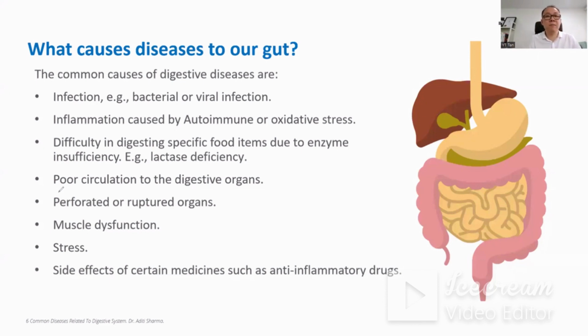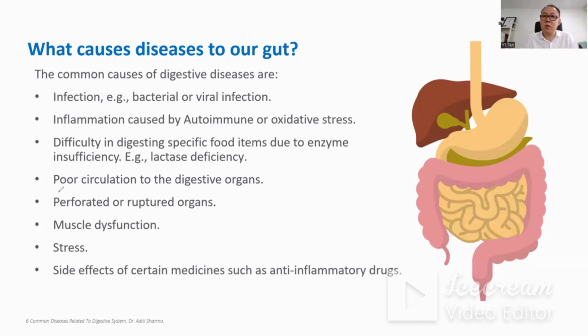But if you have something like leaky gut, okay, later I'll talk about leaky gut. With leaky gut, the virus keeps on attacking the body. Okay, so this will be another story. Okay, so inflammation is caused by autoimmune oxidative stress.